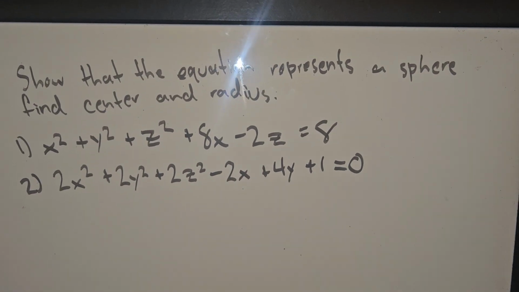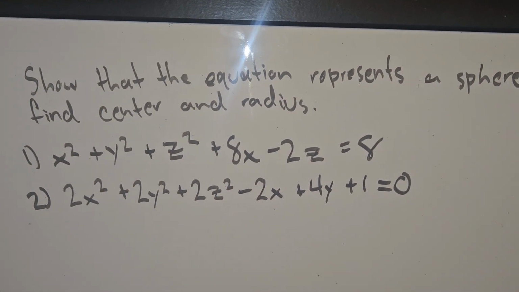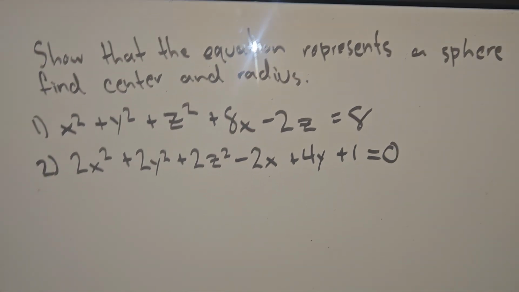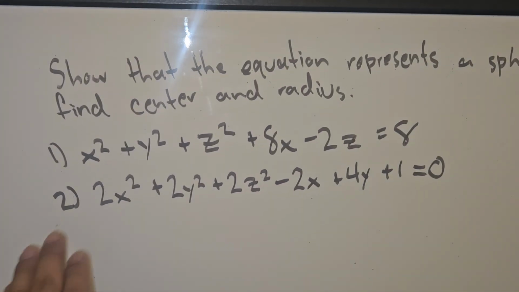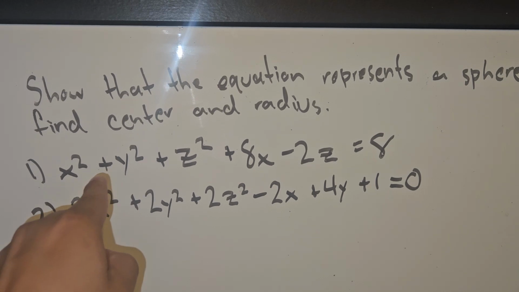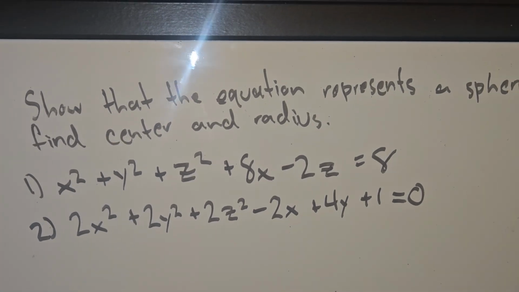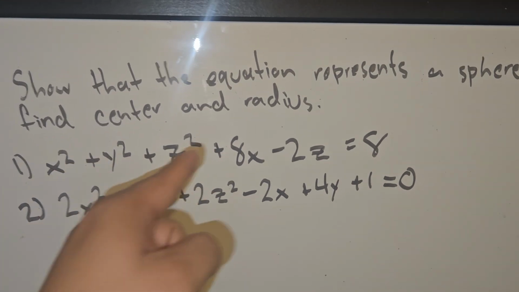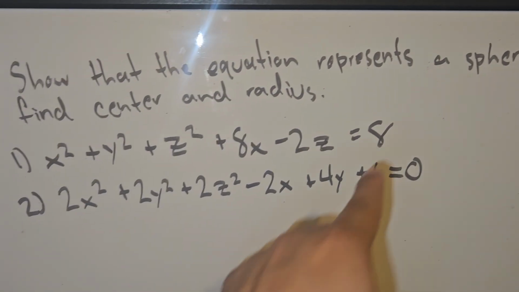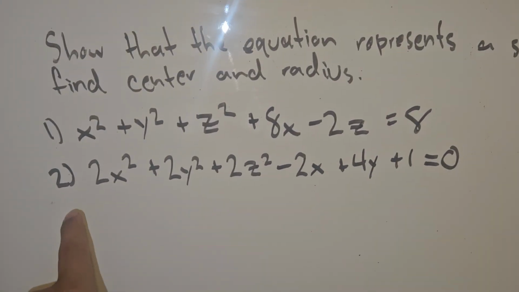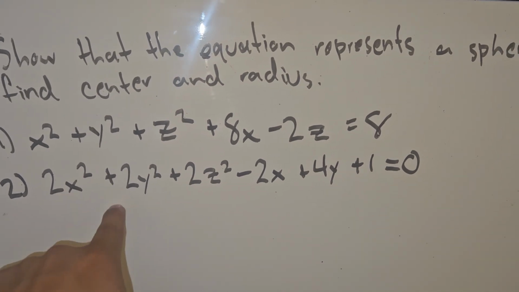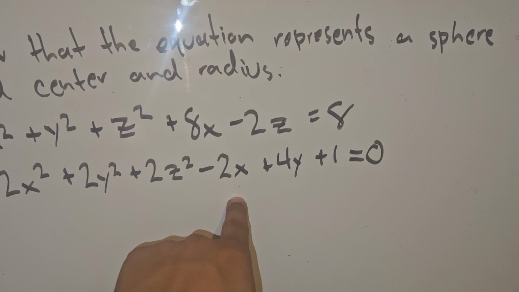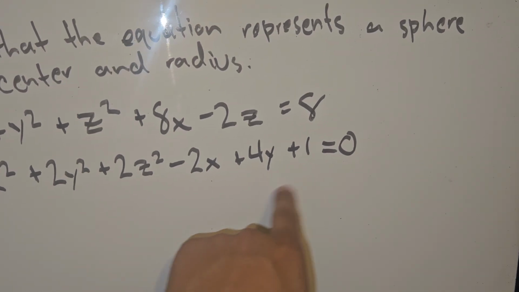We have spheres today. Show that the equation represents a sphere and find the center and the radius. So we have two equations right here. Number one: x squared plus y squared plus z squared plus 8x minus 2z equals 8. Number two: 2x squared plus 2y squared plus 2z squared minus 2x plus 4y plus 1 equals 0.